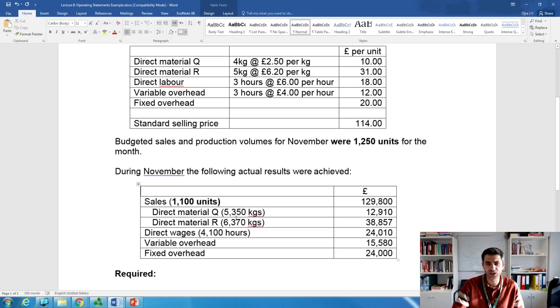In terms of material Q, it does tell you the actual quantity involved, all 5,350, and the total cost for material Q is 12,910. Again, in this question, it does give you 2.5 per kilo. So if you divide it, let me just divide it quickly, 12,910 divided by 5,350. That's almost 2.42.